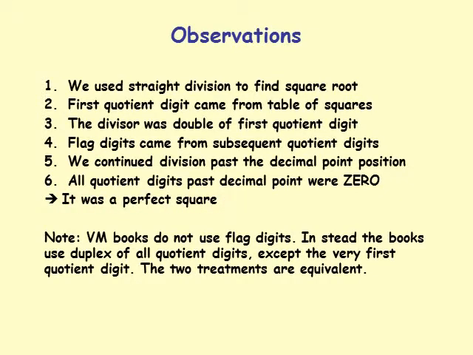Note: the VM books do not use the flag digits. Instead, the books use the duplex of all the quotient digits except the very first quotient digit. The two treatments are equivalent. You use the one you prefer, but this one looks clearer to me, that it is still just straight division, which is also called vertically and crosswise division.